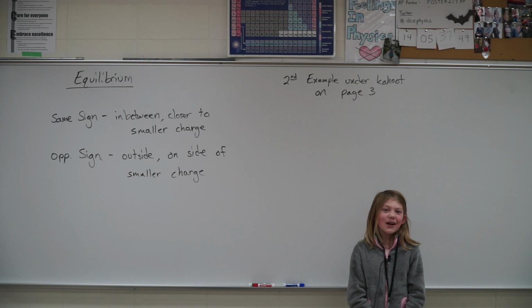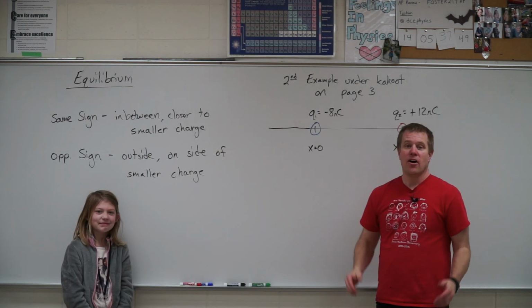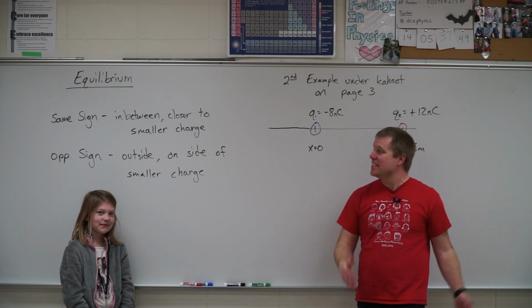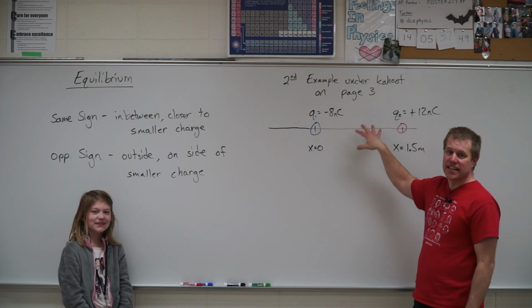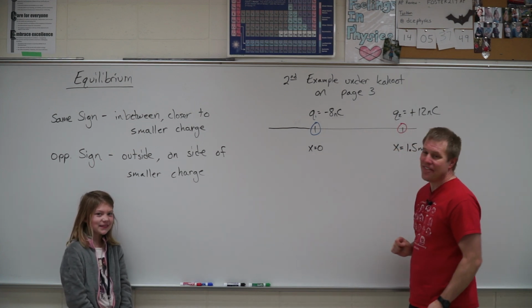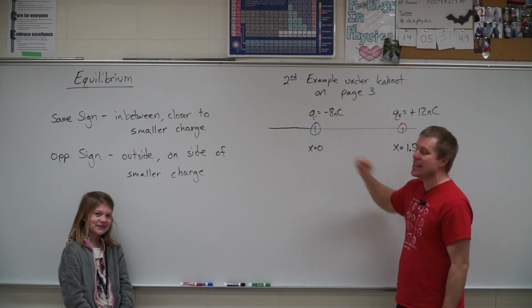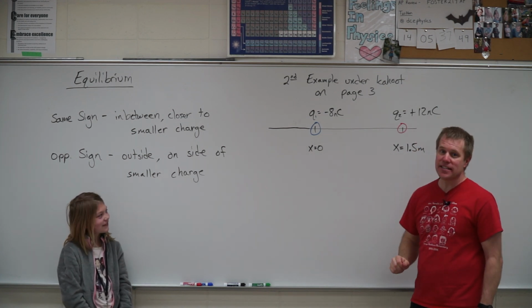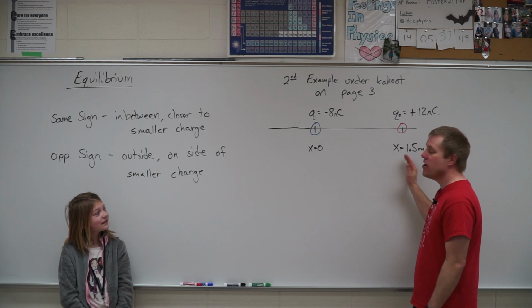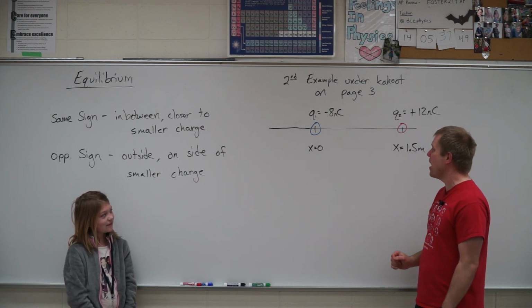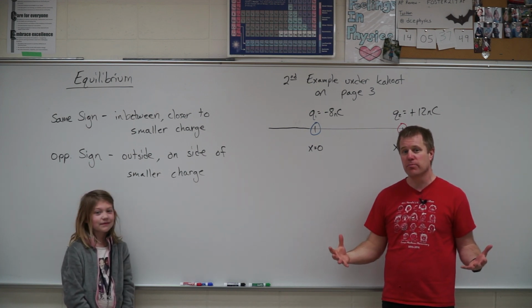Second example under Kahoot on page 3. All right, so we're doing this example just as she said there, and this is the second example. So we have a negative 8 nanocoulomb charge here at the origin, and we have a positive 12 nanocoulomb charge here at x equals 1.5 meters, and we're trying to find the equilibrium spot.